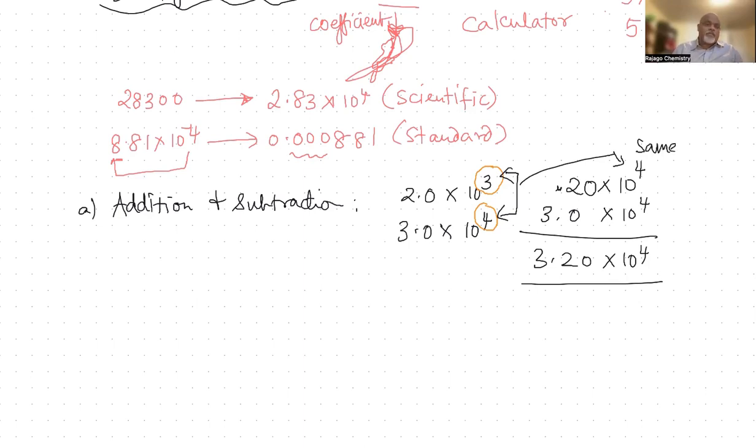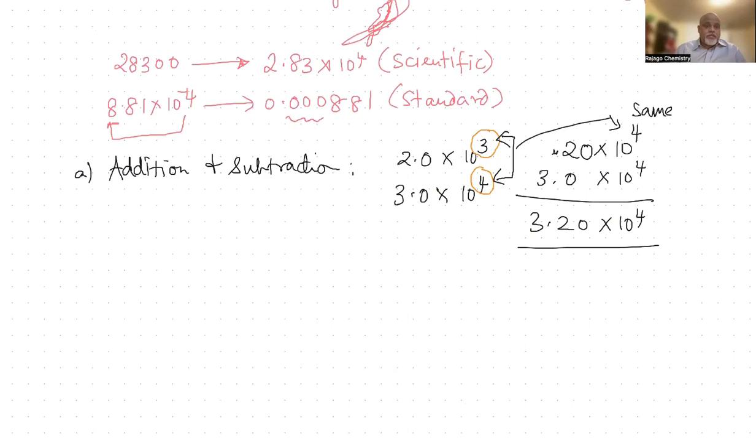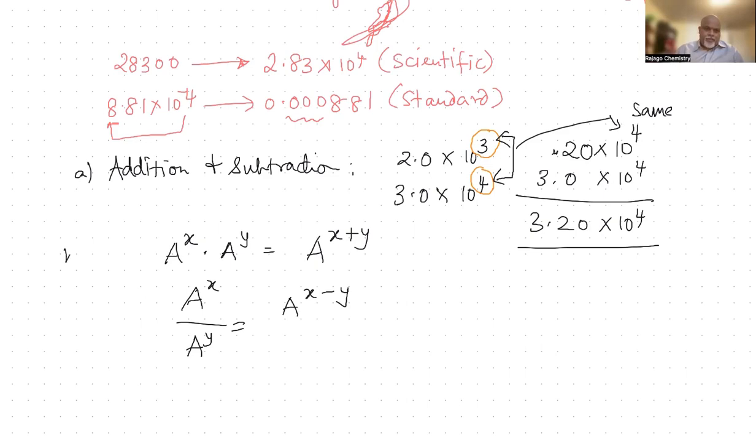The rules in algebra: a to the power x times a to the power y, you always add the exponents, a to the power x plus y. And a to the power x divided by a to the power y, you always subtract, a to the power x minus y. So you should know this. When you multiply, exponents are added. When you divide, exponents are subtracted.